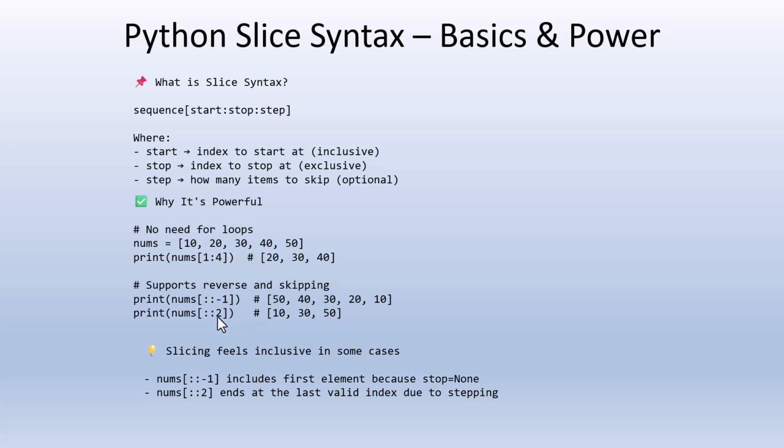So how will it be? Start is not specified, so it is taken as the first element, the 0th index element, stop is None, and the step is 2. So it starts from 10, jumps by 2, and skips the in-between. So 10, 30, and 50. So it feels inclusive, although it is exclusive still. It always holds good.